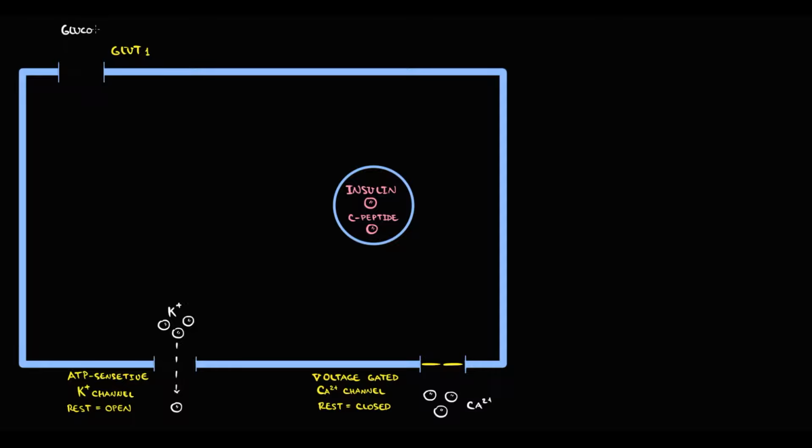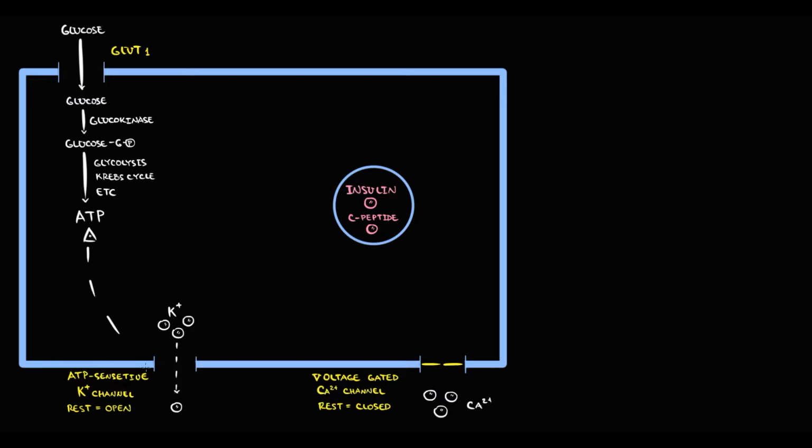When glucose enters the beta cell, glucose undergoes phosphorylation by glucokinase to glucose 6-phosphate. Glucose 6-phosphate undergoes glycolysis with subsequent degradation in the Krebs cycle and electron transport chain, which results in production of ATP molecules. ATP molecules activate ATP-sensitive potassium channels. With activation, potassium channels close.